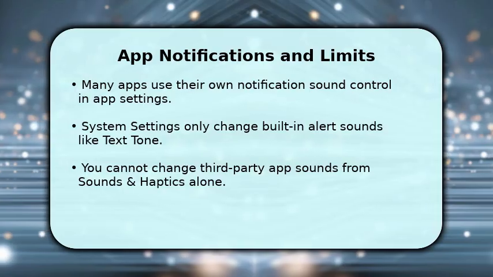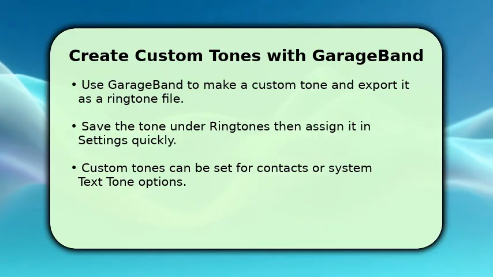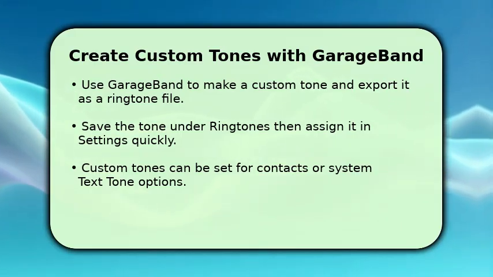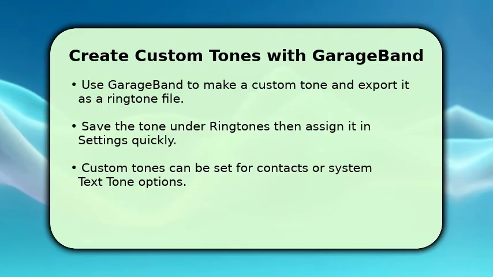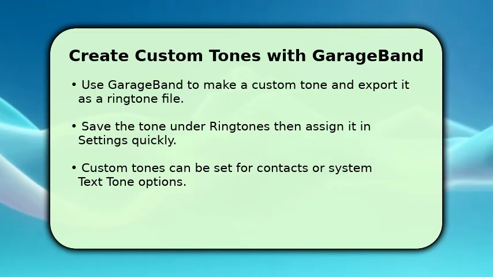Open GarageBand on your iPhone XR and create a project. Trim the audio to 40 seconds or less for notification compatibility. Tap the share icon, choose ringtone, and name the tone clearly for later selection. Exporting the file from GarageBand will save it under ringtones on your device.